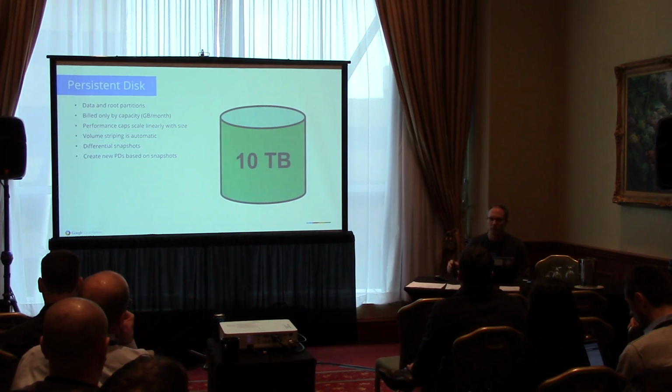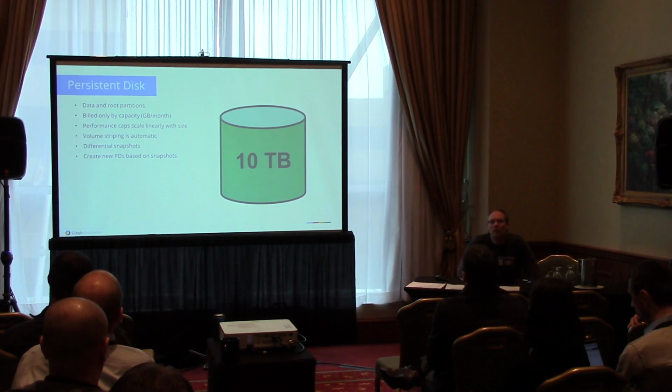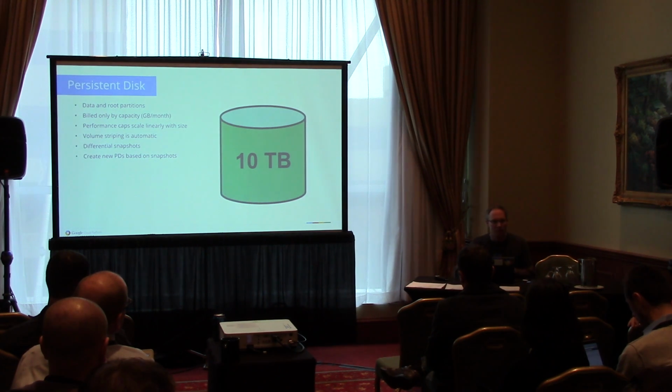So it's a great way for you to start out with a base operating system image, customize it the way you want, create a snapshot, and then use that to create additional persistent disks that you can use for new VMs that you spin up. 10 terabytes here, a nice, great big number. So you can have an instance with a single persistent disk of up to 10 terabytes, or multiple disks for a total of 10 terabytes on a particular VM. Depending on the size of the VM, you can have more or fewer disks.